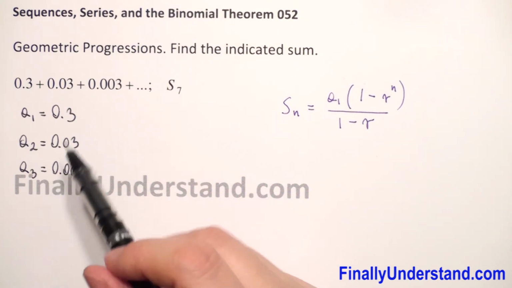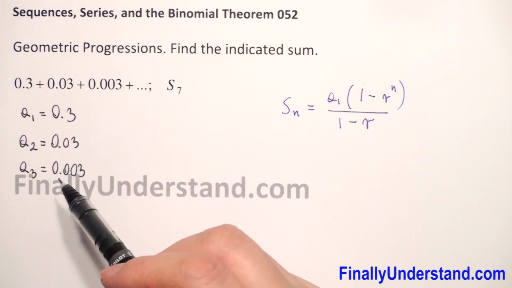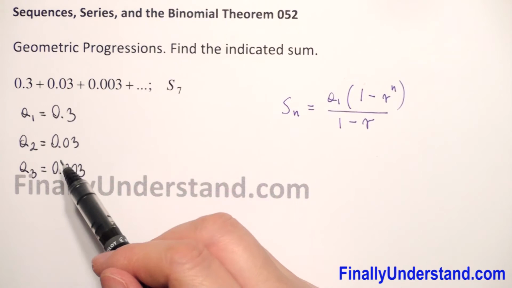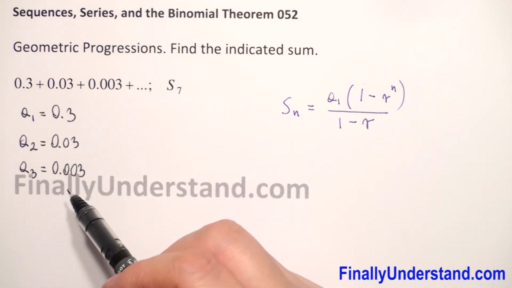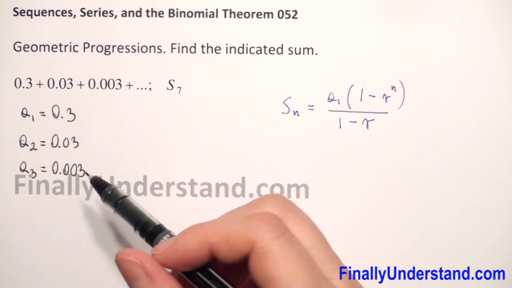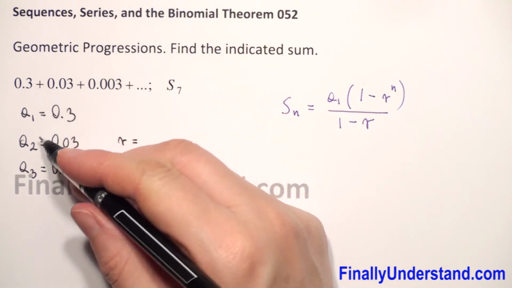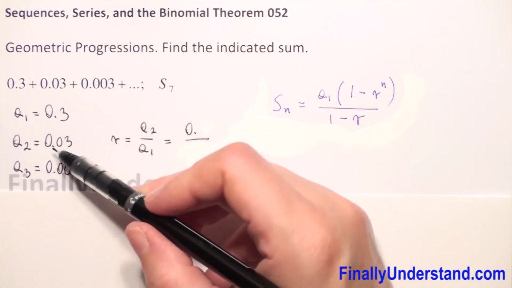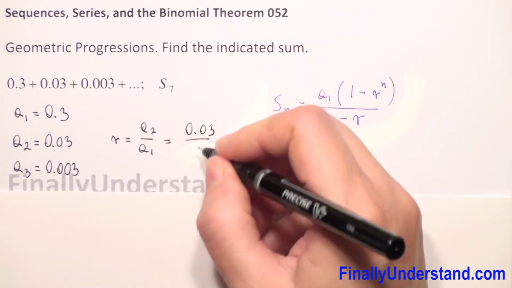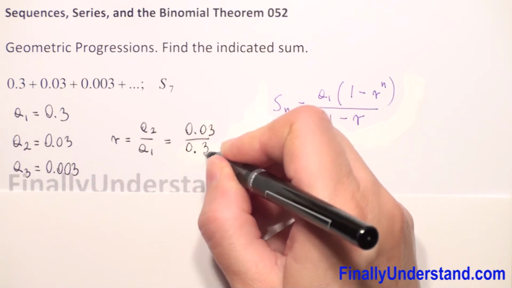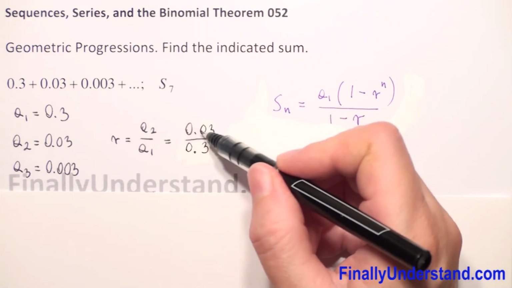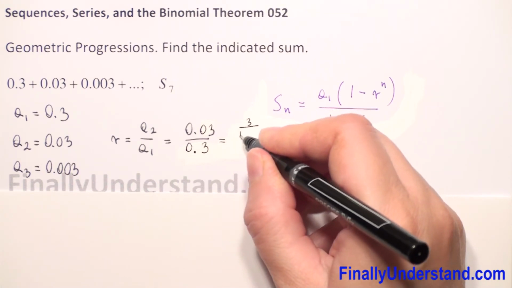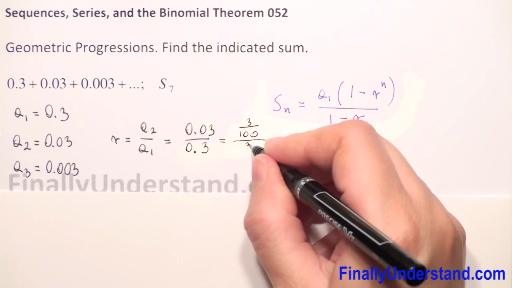But if you don't see it, we know that in a geometric progression every term after the first is formed by multiplying by the common factor r. So to find r, we take two consecutive terms and divide the second one by the first one. For example, r is equal to a2 over a1, which is 0.03 over 0.3. You can use a calculator, or you can change these decimal numbers to fractions: 3 over 100, and 3 over 10.